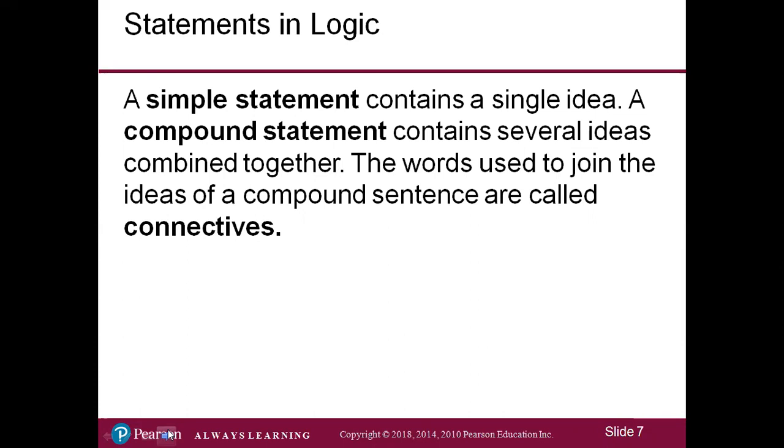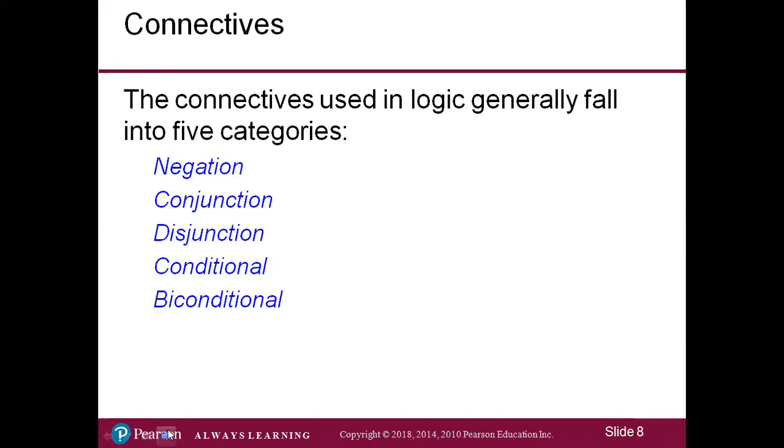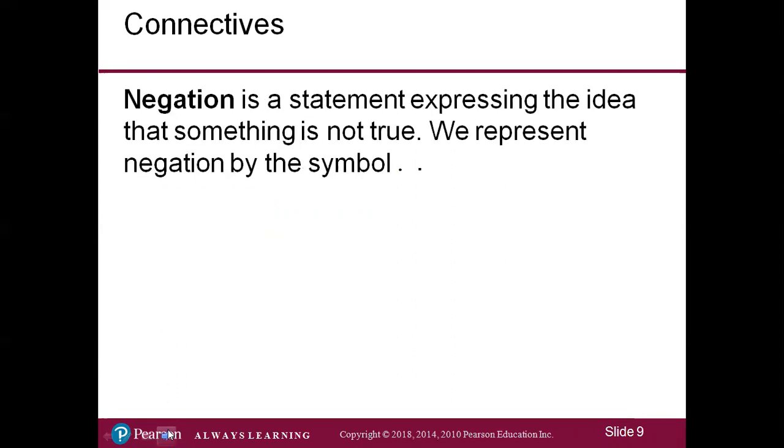The words used to join the ideas of a compound sentence are called connectives. The connectives used in logic generally fall into 5 categories: negation, conjunction, disjunction, conditional, and biconditional. Negation is a statement expressing the idea that something is not true.